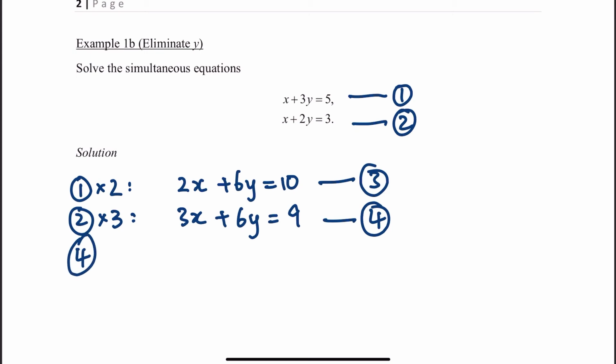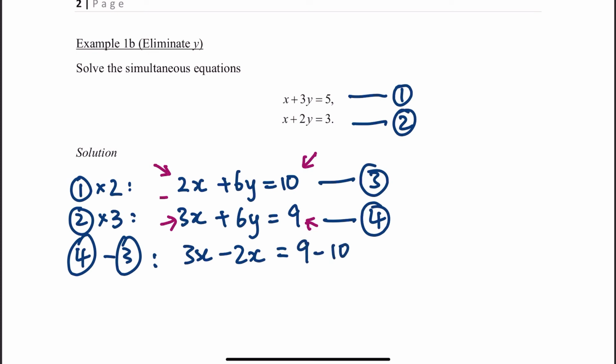Therefore, I'll take equation 4 minus equation 3, and what I will have over here is 3x minus 2x. So of course 6y minus 6y will be gone, and be very careful here because I'm taking equation 4 minus equation 3. Therefore, I will have to take equation 4 minus equation 3, which means I actually have 9 minus 10 on the right hand side.